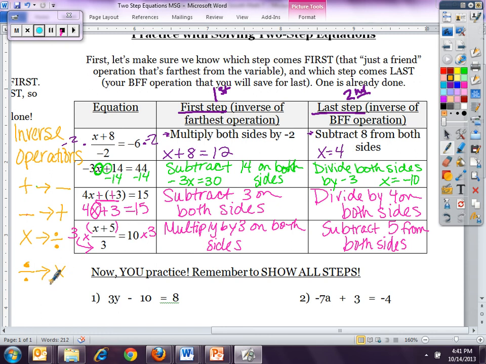Okay, we will continue to go through this in class. Make sure these notes are down on page 45 in your interactive notebook.